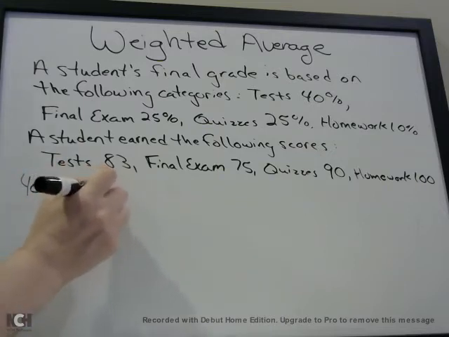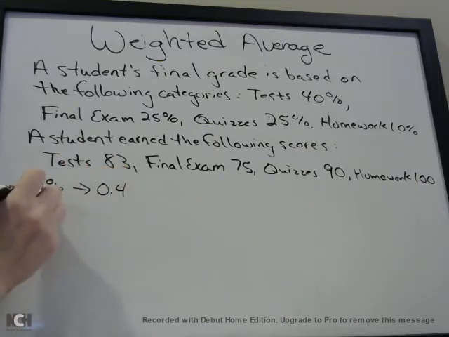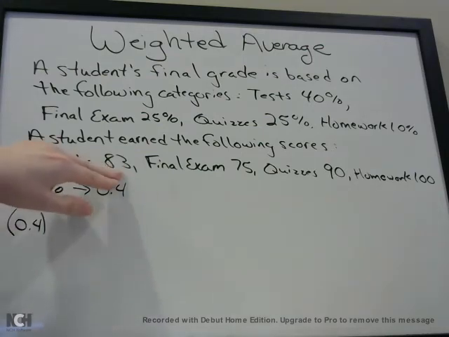40% is written as 0.4. You take the decimal point and move it to the left 2 spots. So we have tests 40%. So we're going to multiply 0.4 times whatever our test grade was, an 83.